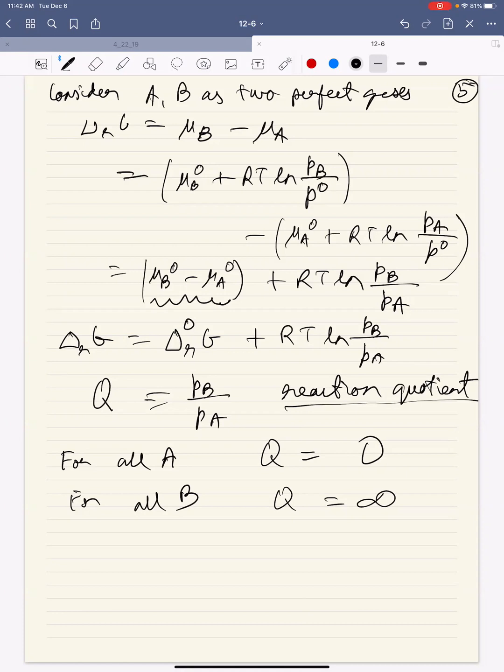For pure A, Q is equal to 0. So the reaction quotient tells you how much of the reaction has happened, right? By calculating the reaction quotient, if it's 0, it means the reaction has not happened. As it keeps increasing, it means more and more of the product is forming.